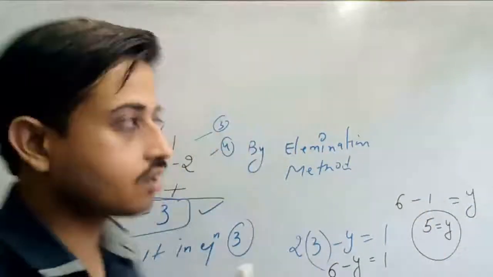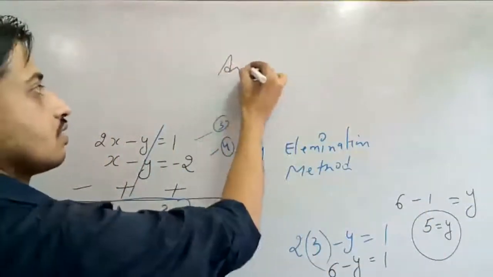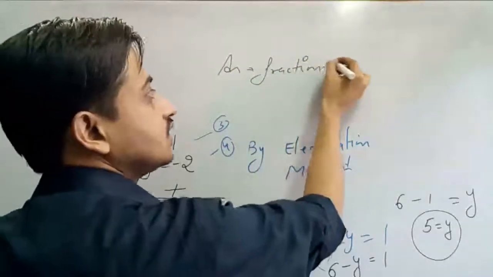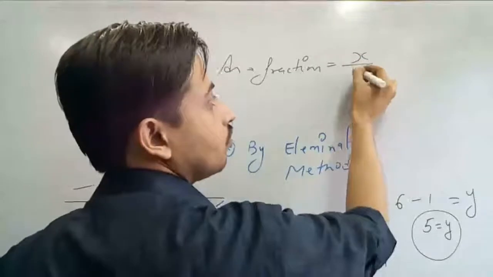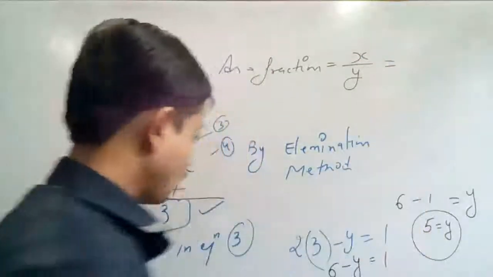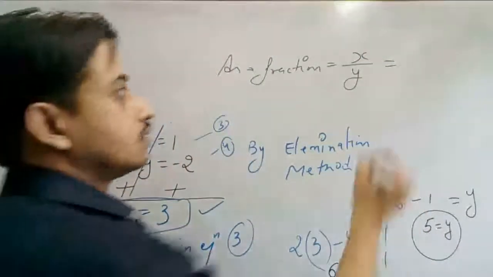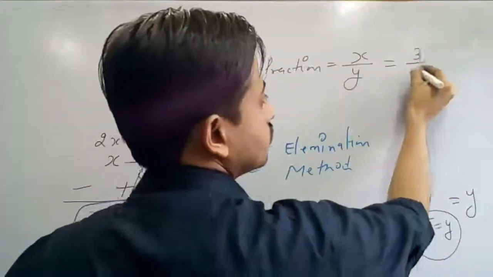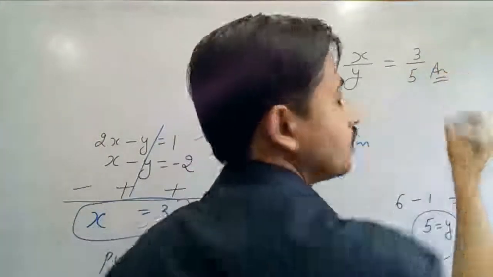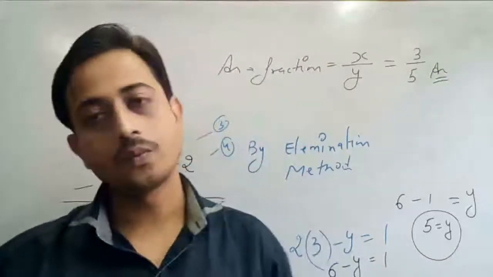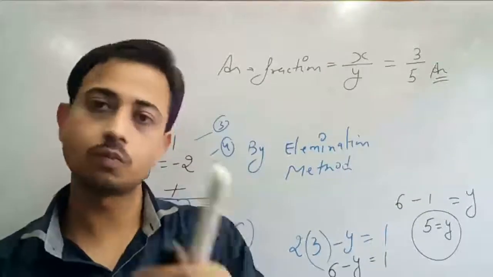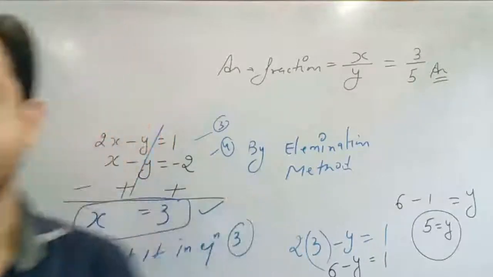Now what is our answer? The answer is our fraction, and the fraction is x divided by y. Now the value of x is 3 and the value of y is 5. So 3 by 5 is your final answer. I hope you will catch this question. It's very easy. So please make a note.